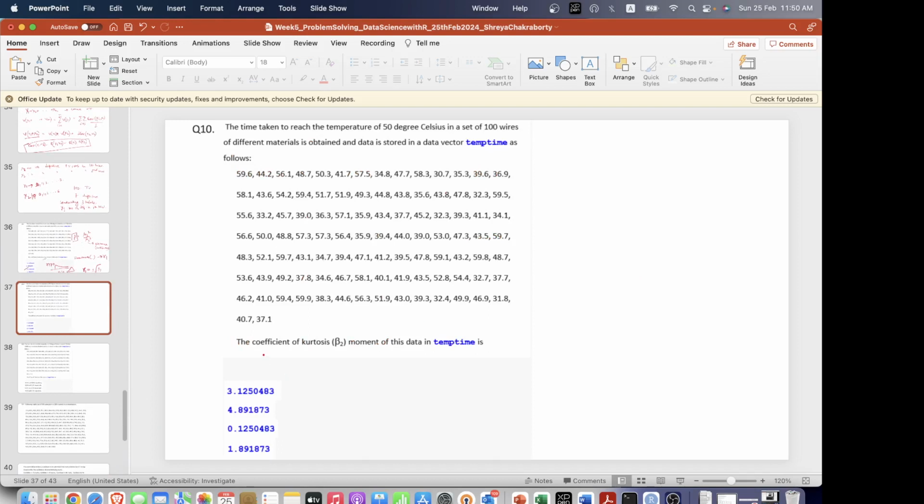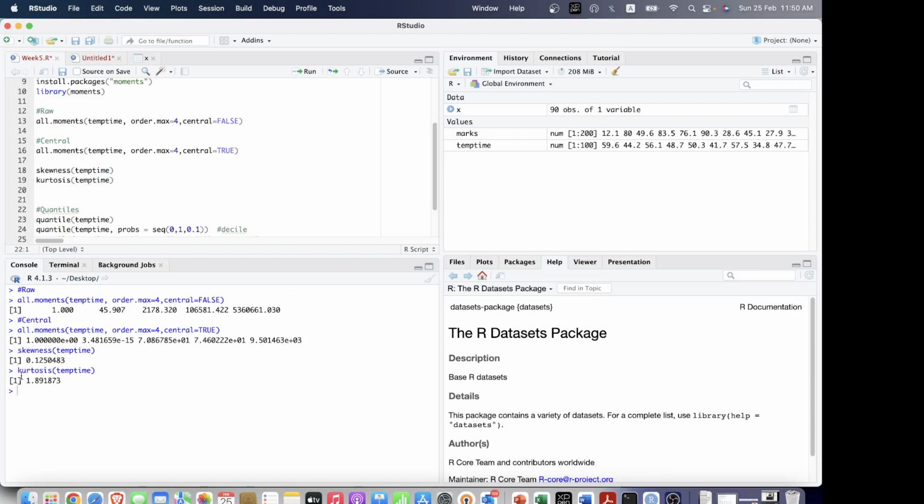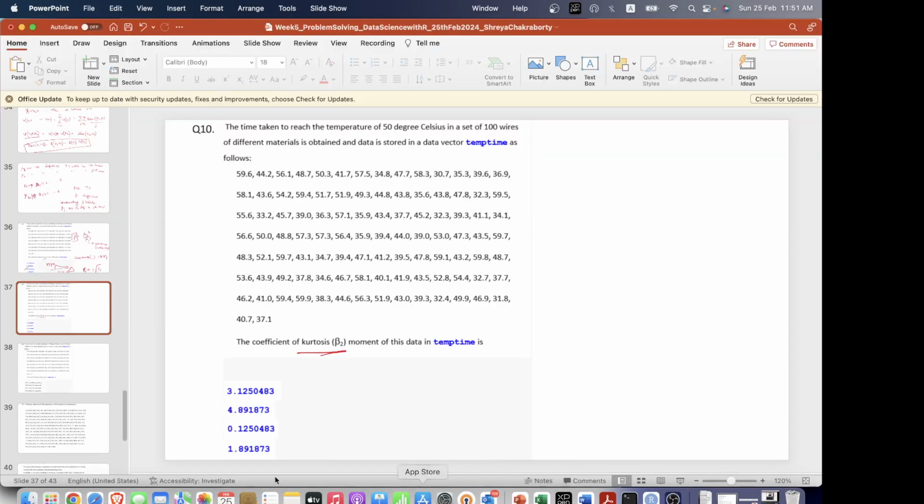Here again, we have been asked to find the coefficient of kurtosis, that is beta 2. So for that matter, we will have to go to this kurtosis, type kurtosis, give the name of the vector, and we would get the required answer. Where is it? 1.891, this one, if I'm not wrong. Yes. All right.